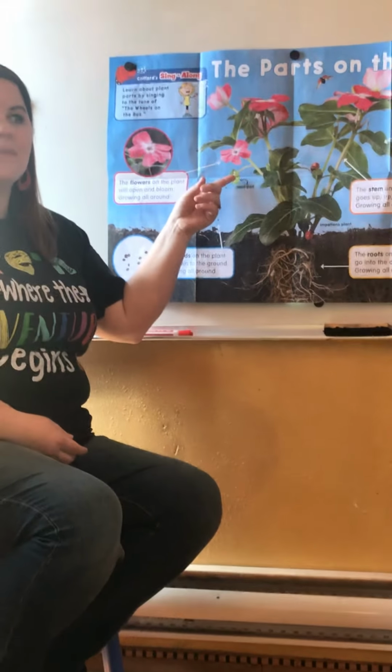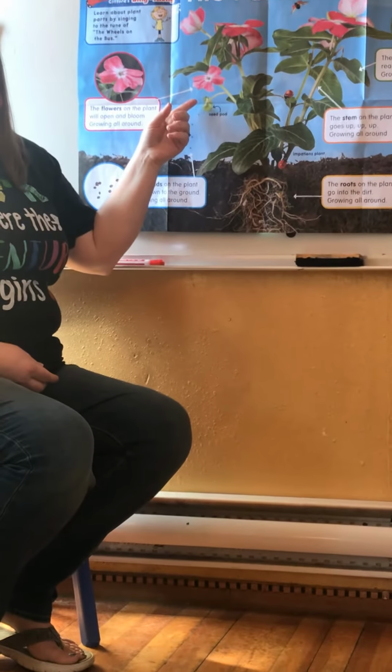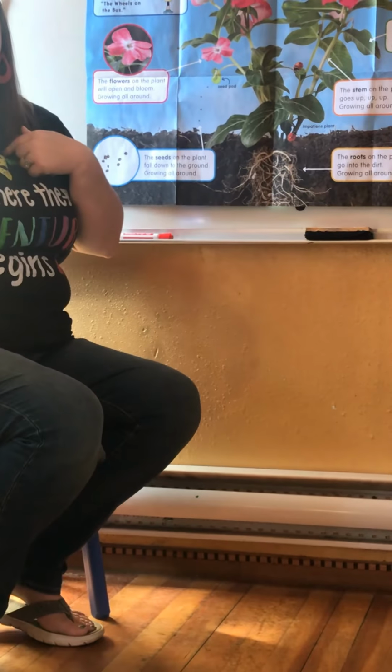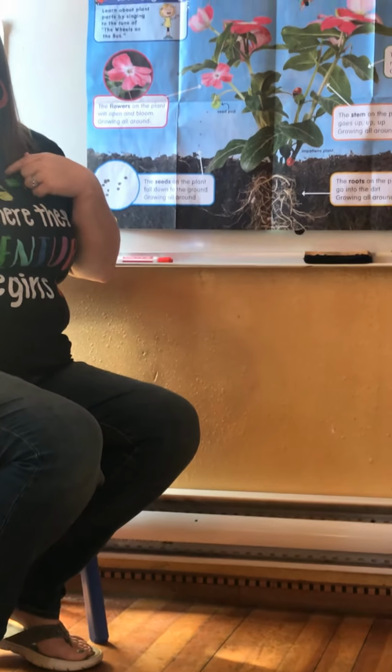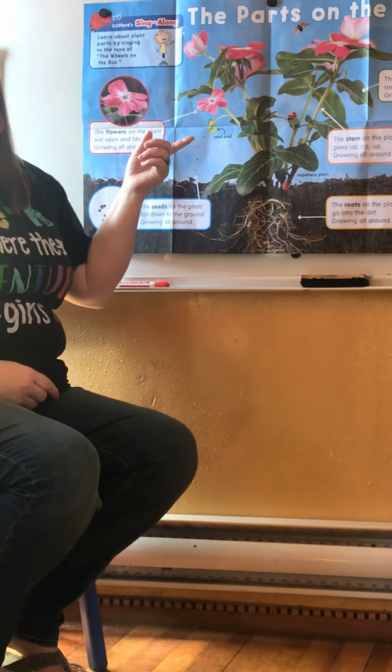Tell me another animal that will eat this flower. Oakley, do you know? I'll give you a hint. These little fluffy animals are all over in my yard. They don't belong to me. They're wild. Bunnies. Bunnies, right? Bunnies will come and eat my flowers.